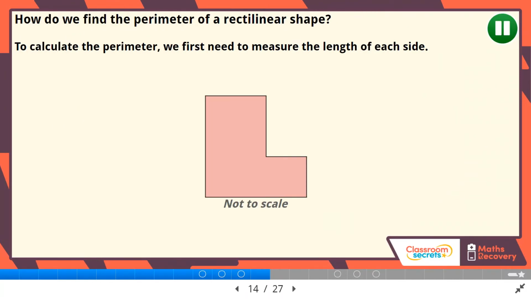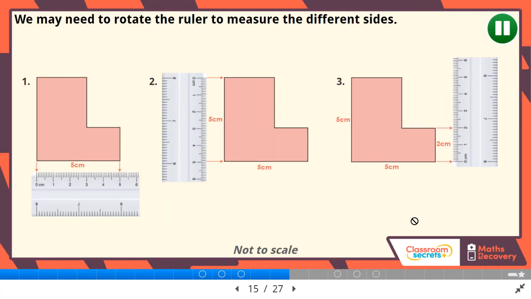Rectilinear shape. Look at this rectilinear shape below. To calculate the perimeter, first we need to measure the length of each side. We may need to rotate the ruler to measure the different sides.